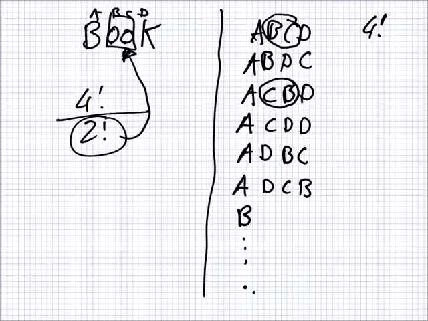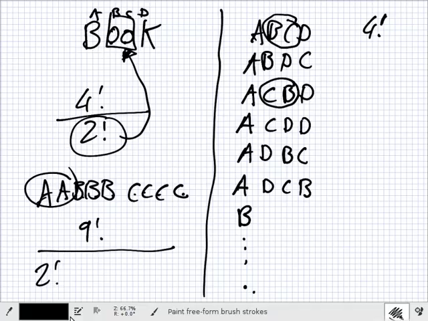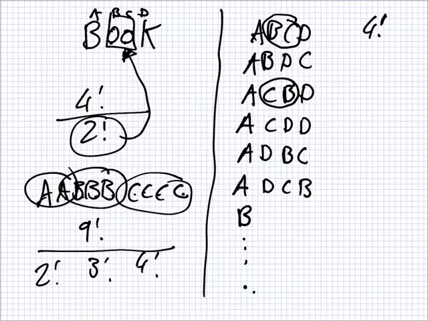It's a bit like a formula. So for example, if you have AA, BBB, CCCC, 1, 2, 3, 4, 5, 6, 7, 8, 9, it's not 9 factorial. Because when the A rearranges, it's the same. So there's a 2 factorial you need to divide by. And here there's a 3 factorial and here there's a 4 factorial. So there's much less because of the repeated permutations by repeating the A's, the B's and the C's within themselves.